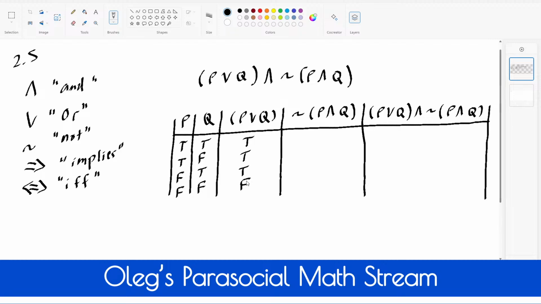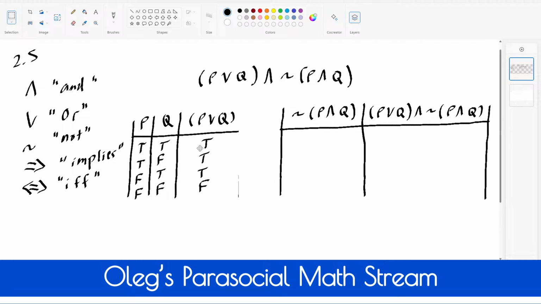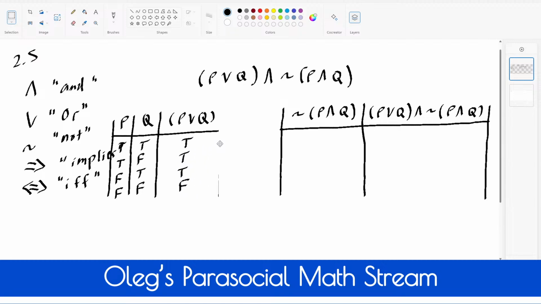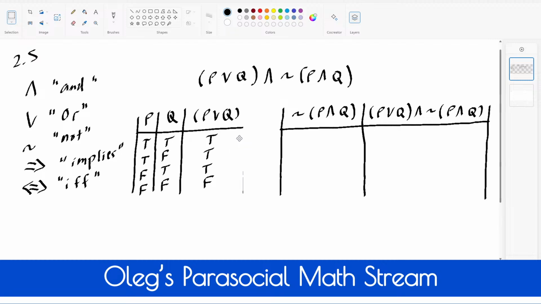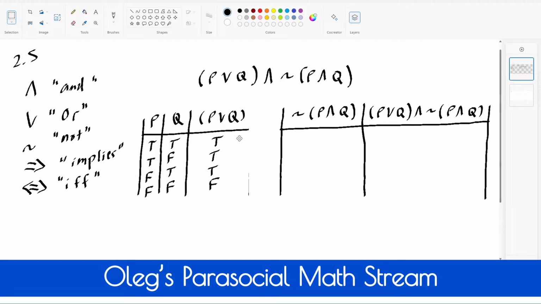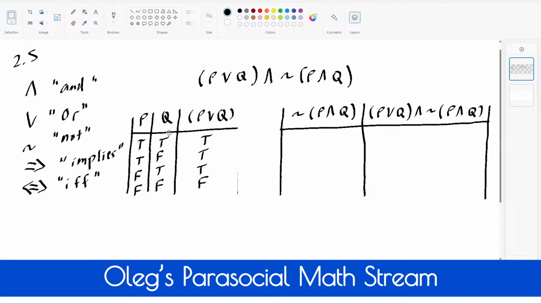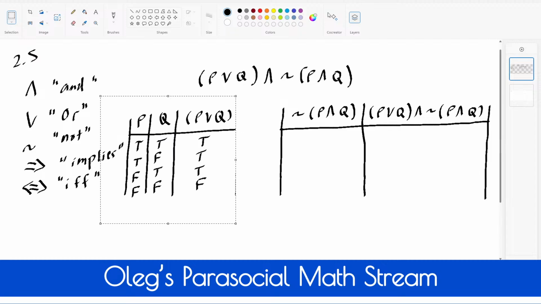So then, did I skip one? Oh, yeah, it looks like I did skip one. Hold on. I'm going to have to move this a little bit. And move it again. Yeah, that's good. All right, yeah, back to writing.